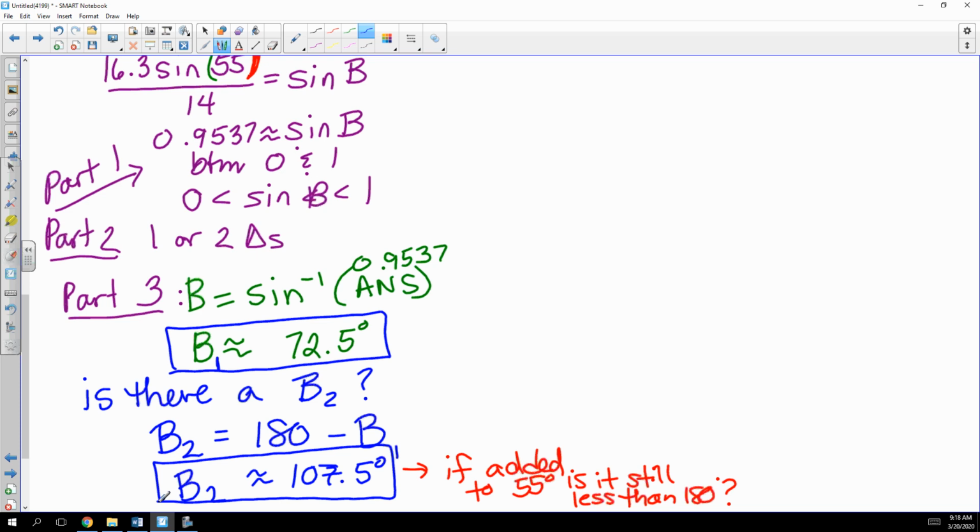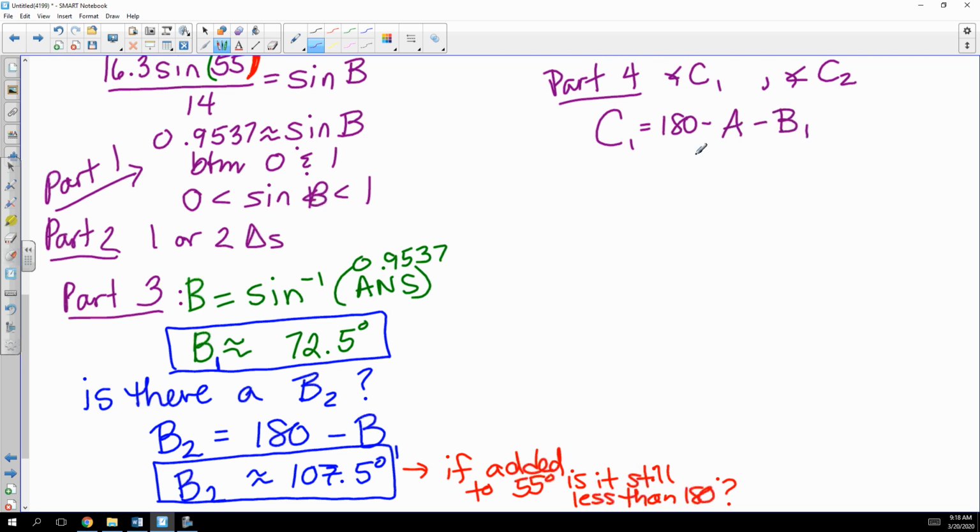Okay, so part 4 of the problem is you need to find angle C sub 1 and angle C sub 2. Remember that's the capital letter. So capital C sub 1 is coming from 180 minus A minus B sub 1. So this was the 55 degrees, and this was the 72.5 degrees. When you type this in, you're going to get angle C sub 1 to be approximately 52.5 degrees.